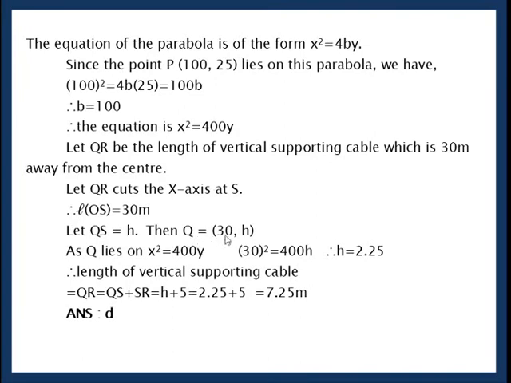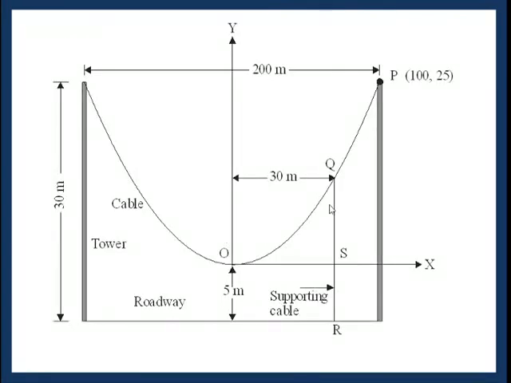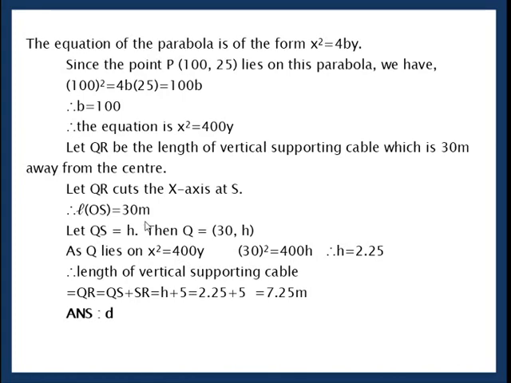Then what will be the coordinates of Q? (30, h). See, this much is taken as h. The distance of any point from the x-axis is the y coordinate, and that is why I have said that the coordinates of Q will be (30, h). Now Q also lies on the parabola, so the coordinates will satisfy the equation. That gives me h equal to what? 2.25.